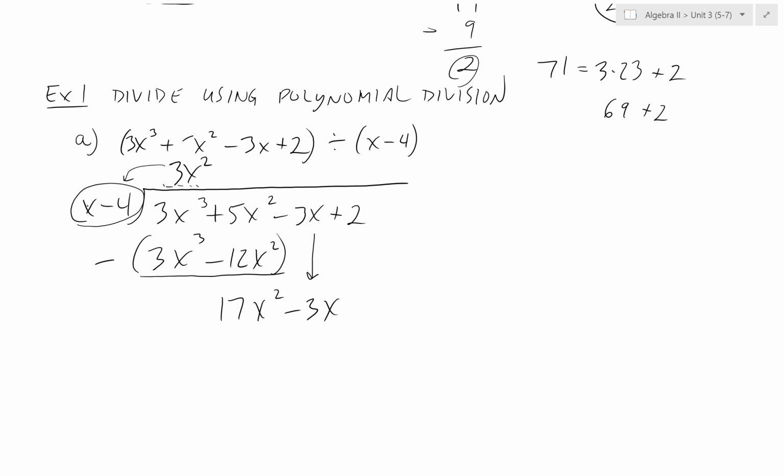So what do I multiply an x by to make it into a 17x squared? 17x. And that becomes 17x squared minus, what's 4 times 17? 68x. And then we subtract all that. So that ends up being 65x. Bring down the 2.